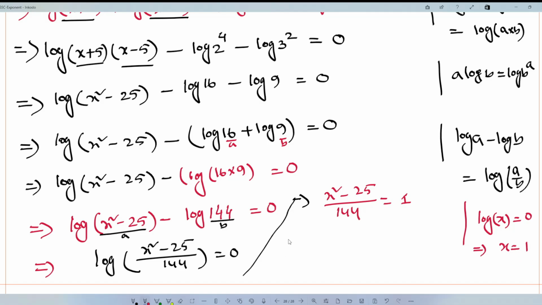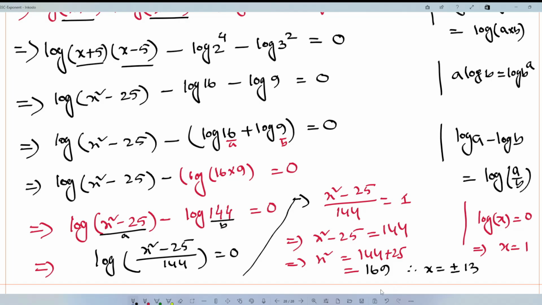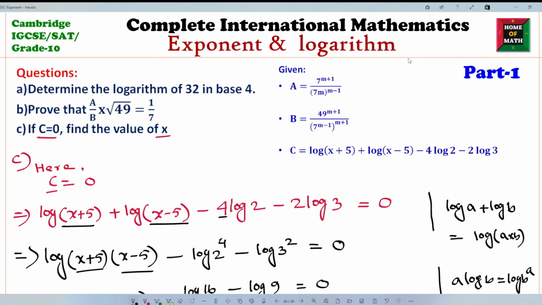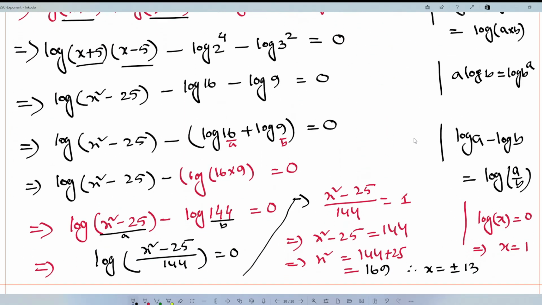Okay, now we can cross multiply: x square minus 25 equals 144, then x square equals 144 plus 25, it means what? 169. So once we take the square root of both sides, it will become x equals plus minus 13, right? And x equals plus minus 13 is our answer, but we have to verify whether it is plus 13 or minus 13.